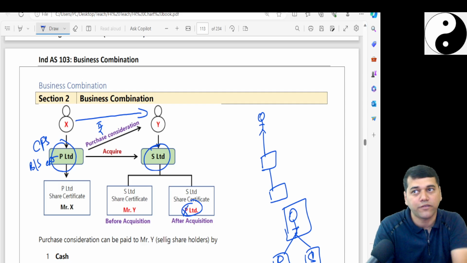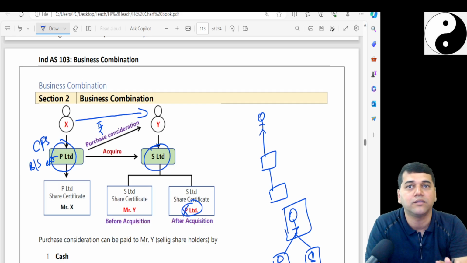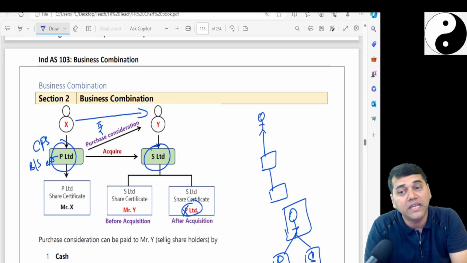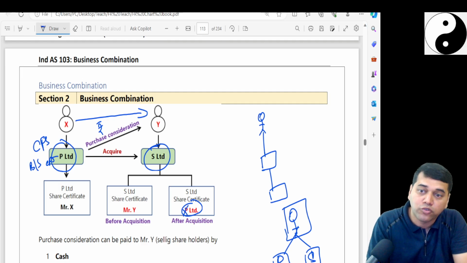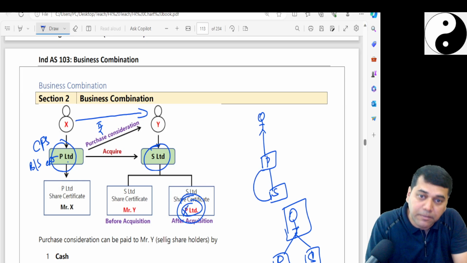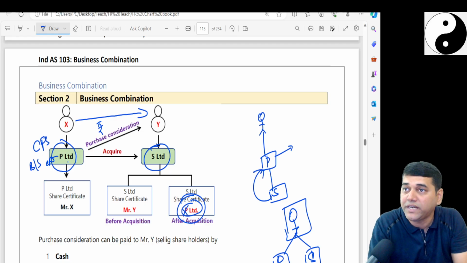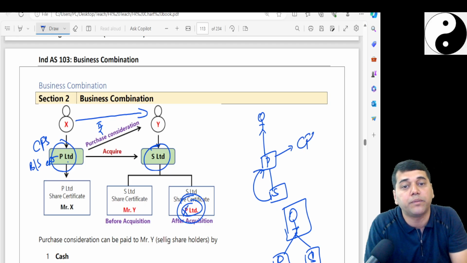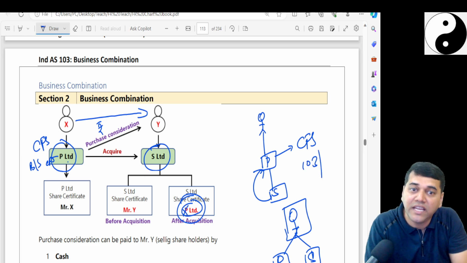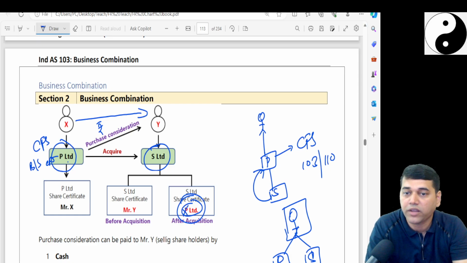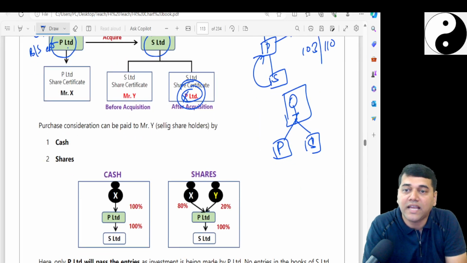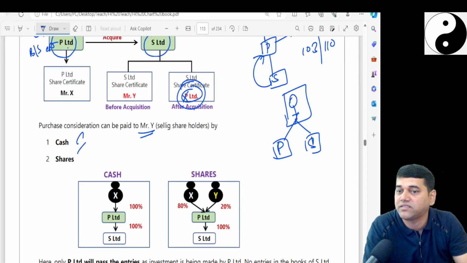Who has to prepare? Because every question starts with P Limited acquired S Limited. Now, what is the meaning of that? It means P Limited paid cash from its bank account to the earlier owners of S. So P Limited's name came in the share certificate and S became a subsidiary of P, and as per section 129 of the Companies Act, P is supposed to prepare CFS following 103 and 110 principles. Okay, perfect. Now the consideration can be paid to the owners in the form of cash or shares.